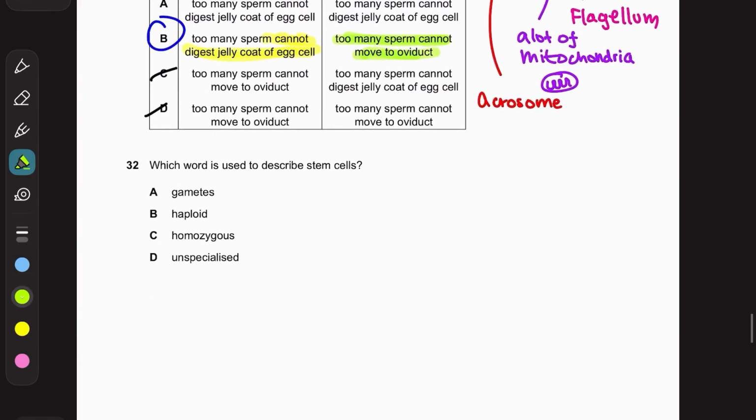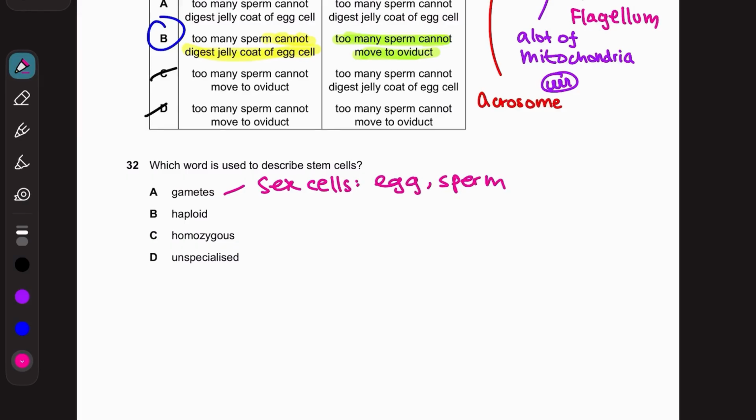All right, question 32. It says, which word is used to describe stem cells? Looks very straightforward. Well, let's go through the elimination process. Gametes, what are gametes, guys? Sometimes I realize that for the questions you get wrong, you don't actually even know what the words mean. So gametes are the sex cells, the egg and sperm in humans. So it's got nothing to do with stem cells, so it's not A.